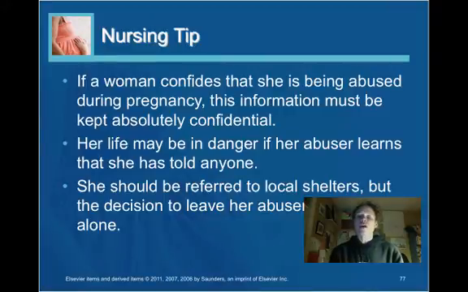If someone confides that she's being abused, this information must be confidential. Her life may be in danger if her abuser learns that she's told anyone. She should be referred to a local shelter and given resources to help support her. But do remember that it is her decision whether or not she wants to leave the abuser.